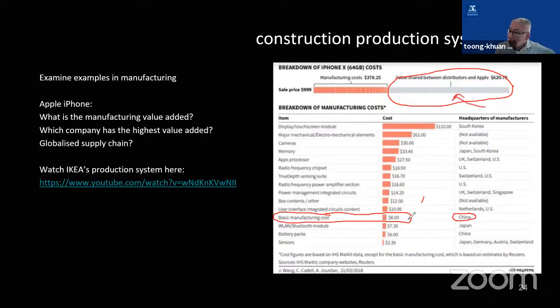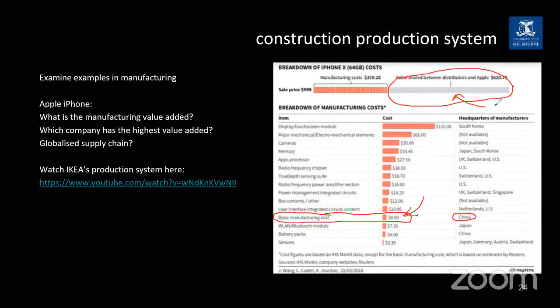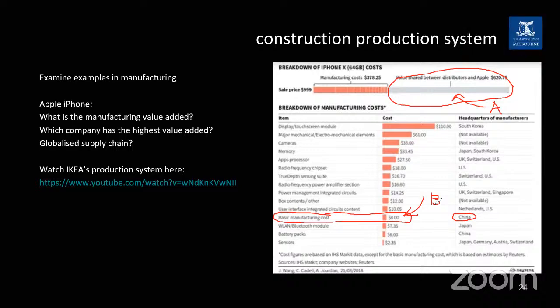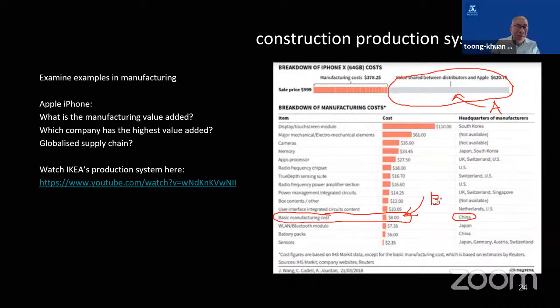Or is the construction company down here? Yes. Are they at A or are they at B? B. Only 4%. Yes, it's very, very small. The construction company's profits are very, very small because we are only involved in the assembly process. We are not involved in creating value.